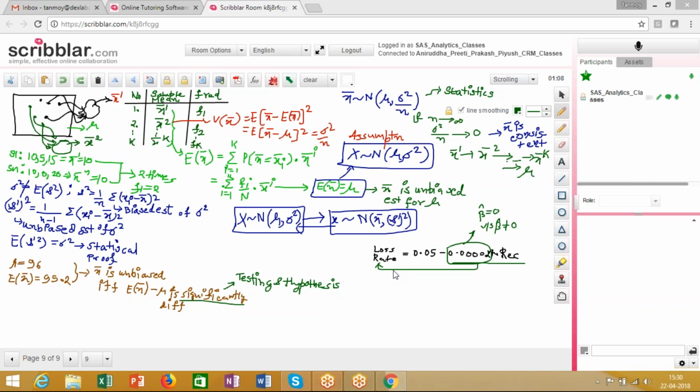Right? So this is where the loss rate is 0 point. So basically, what we need to assess over here is whether a difference is significant or merely observed.